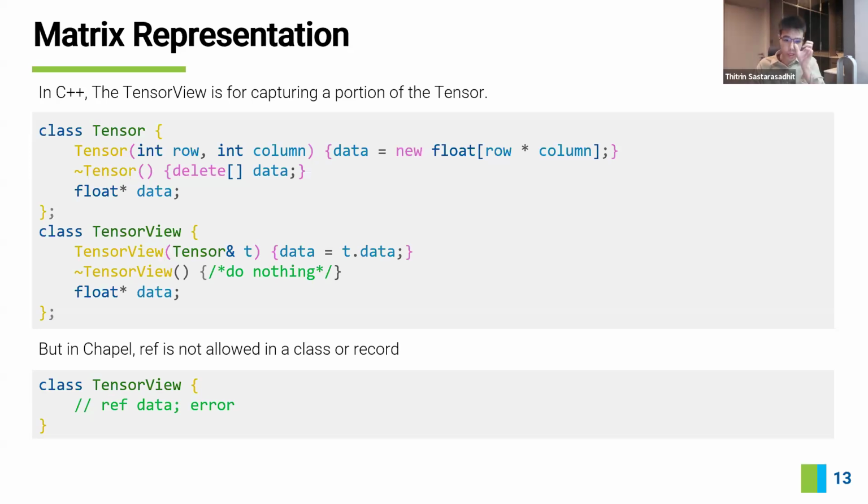The first thing about the implementation that I want to talk about is the matrix representation. In C++, I just implement these two classes. The first one just stores the data, and the second one captures portions of the tensor when I do calculations. However, Chapel doesn't allow me to use references in a class or record, so I couldn't do the same here.